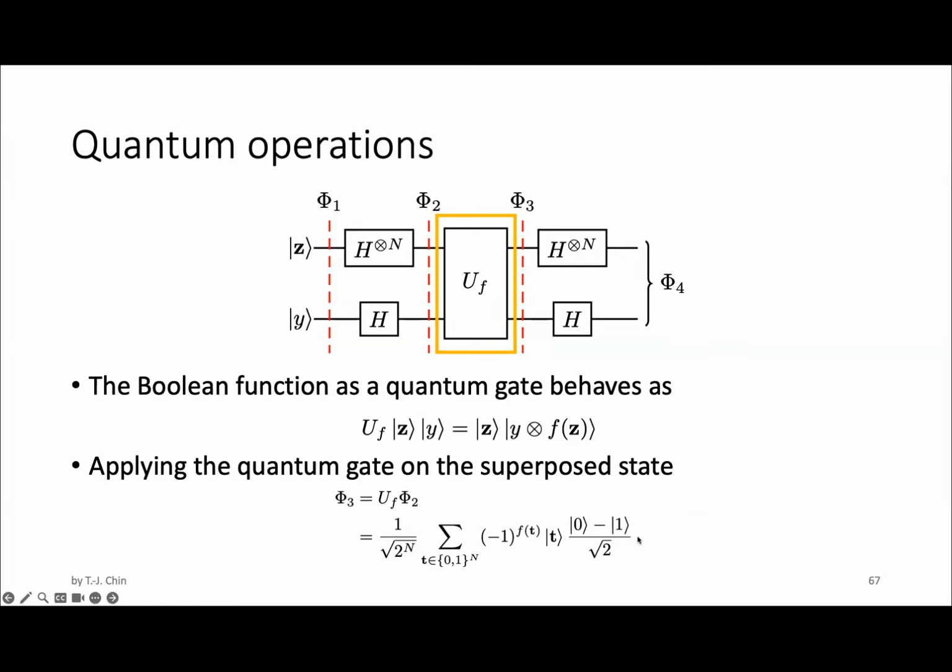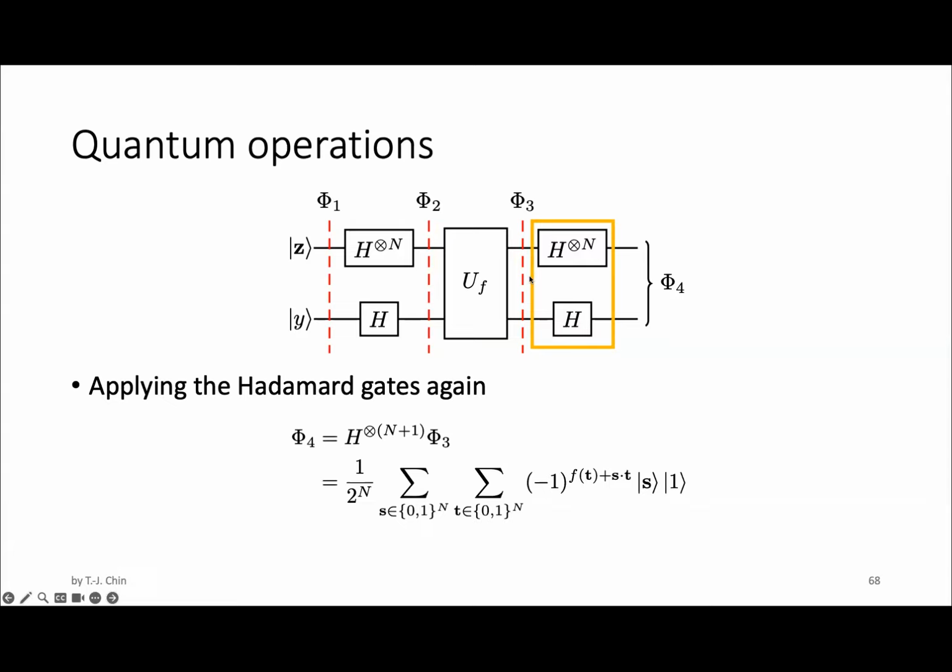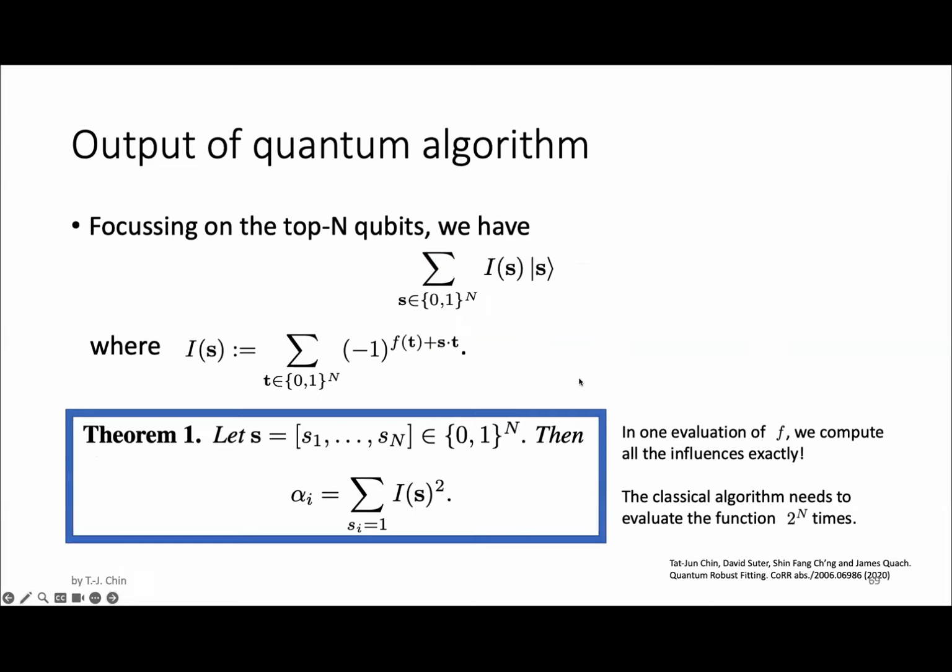What we want to get at is, after we pass it through function f, we pass it through the n plus one composed Hadamard gates again, and you can show that in the top n qubits you have exactly the influence values that you're looking for. In one quantum transformation, you check through all 2 to the n combinations, and you get all the n influences that you're looking for. So that sounds good, right? But it isn't, because there's always a catch.